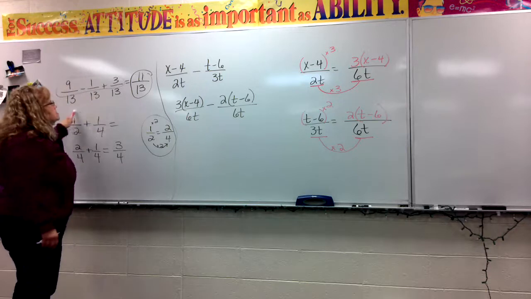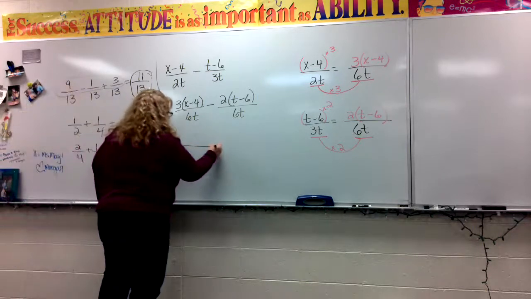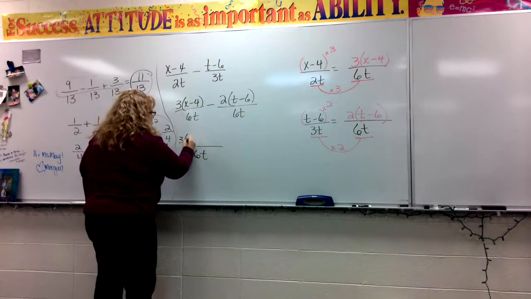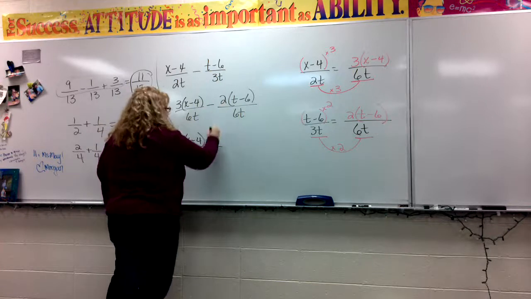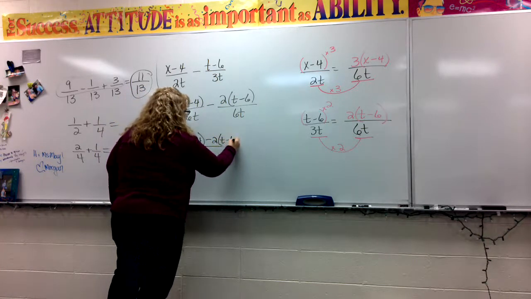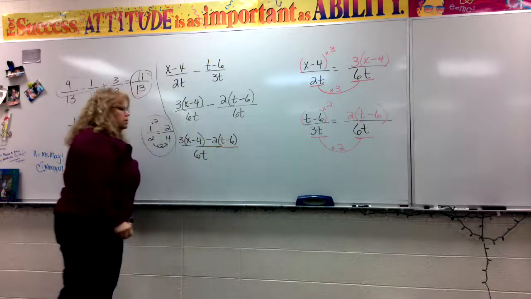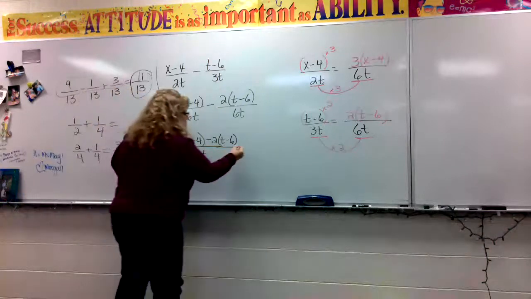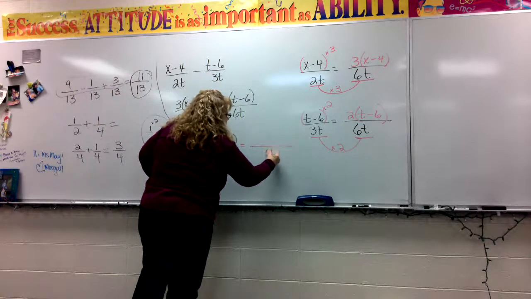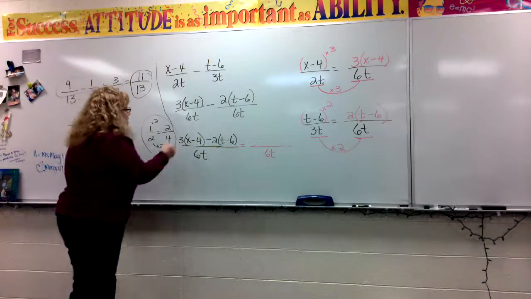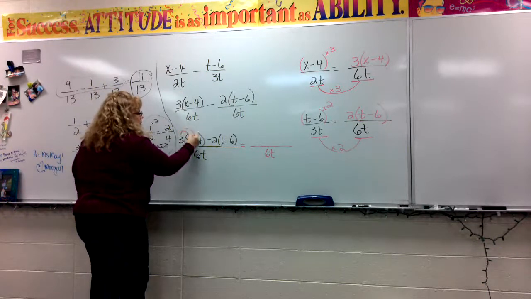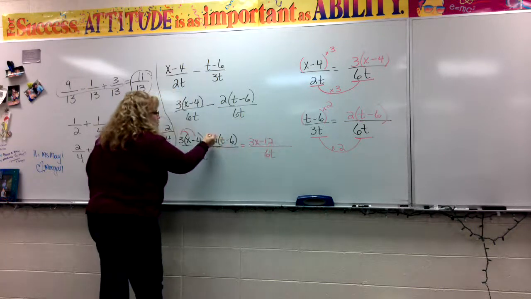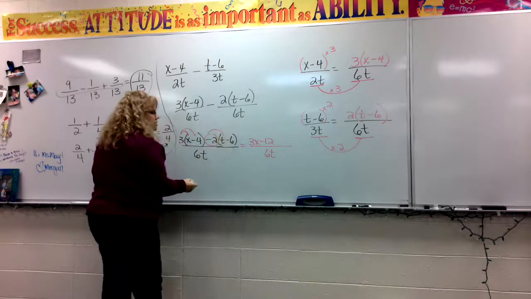What do you do with the common denominator? Nothing. You'll leave it as 6t. It's this thing minus that stuff. Now multiply it out. And I apologize, I ran out of room, but now we can multiply it out. What do you get? 3x minus 12. And then be careful, it's minus 2t.